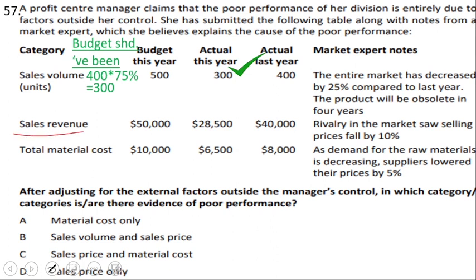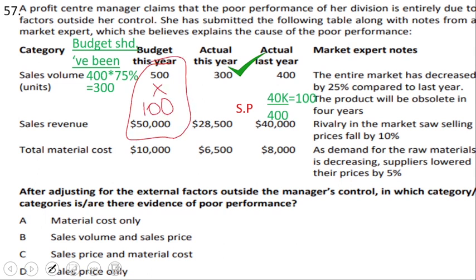Now coming to the sales revenue part. What did the market experts say? Rivalry in the market saw selling prices fall by 10%. Let's see what the existing selling prices are. So last year, units sold 400 units, sales revenue 40,000. So what's the selling price? Selling price is $40,000 divided by 400, or the selling price was $100 per unit. And even in the budget, they have budgeted for a selling price of 100 because 500 units into 100 gives $50,000.